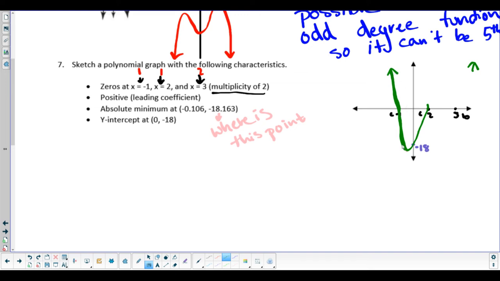So what that means is, since I know I have to bounce off of this and come back up here, somewhere in between again, between this zero at positive two and my zero at three, I need to change direction, okay?